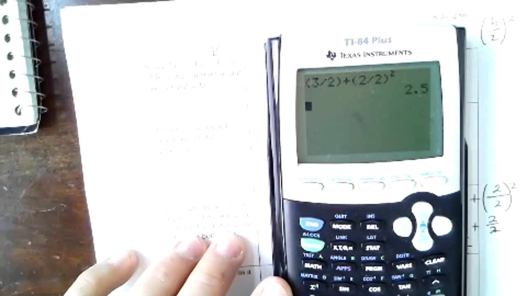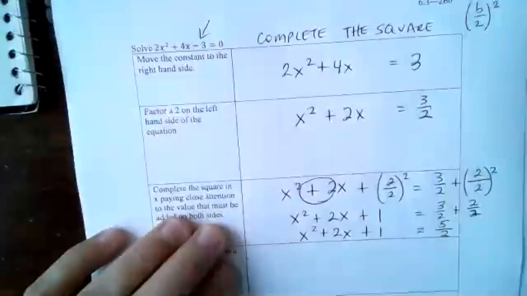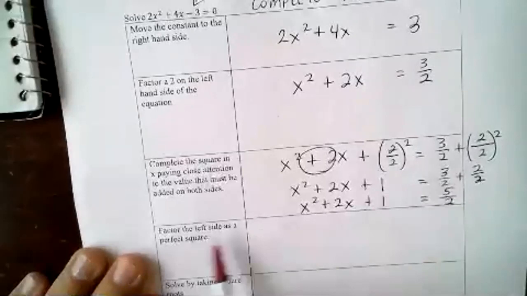Well, if 3 over 2, we add 2 over 2, we get the same exact thing, right? I'm just proving to you that little trick right there that I did was not a mistake. It's just that it looks funny. Okay, so right here, factor the left-hand side as a perfect square, so we can do that here.